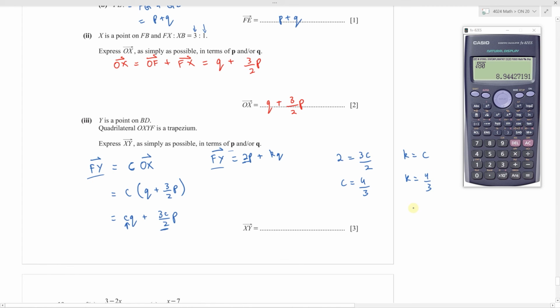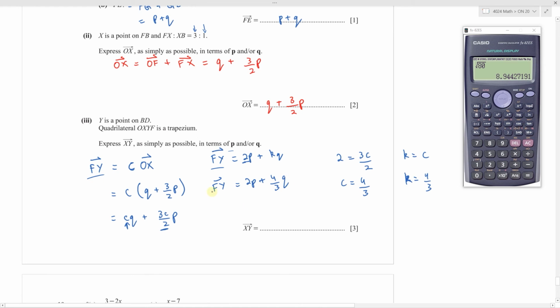4 by 3. Yep. So this is K and C. So K and C have the same value. And from this we found out 3C by 2 equals 2. C was 4 by 3. Okay, so this gives you Fy equals 2P plus KQ. K is 4 by 3Q.